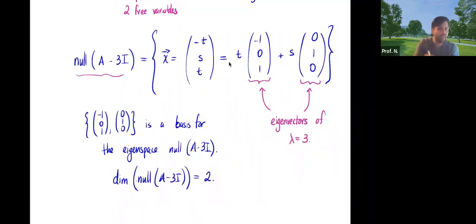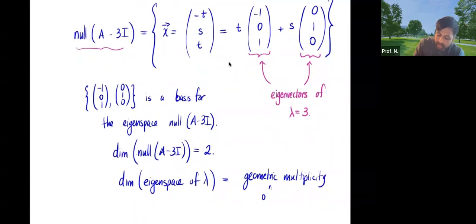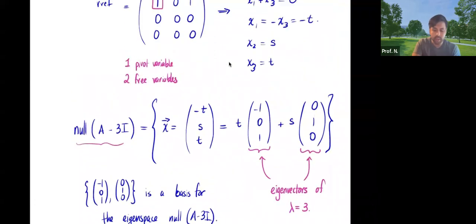And remember, the dimension of the null space, or the dimension of the eigenspace, so let me write that down. The dimension of the eigenspace of lambda is equal to the geometric multiplicity of lambda. That's the important thing, guys. So the dimension of the eigenspace of lambda, which we found, is 2, which means that the geometric multiplicity of lambda being 3 is also 2.